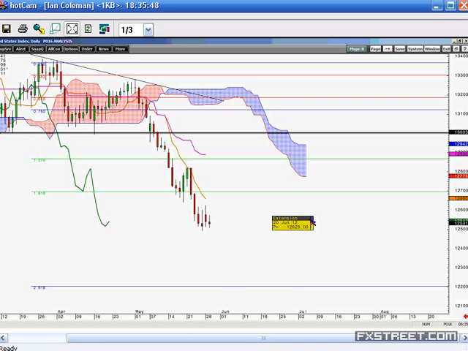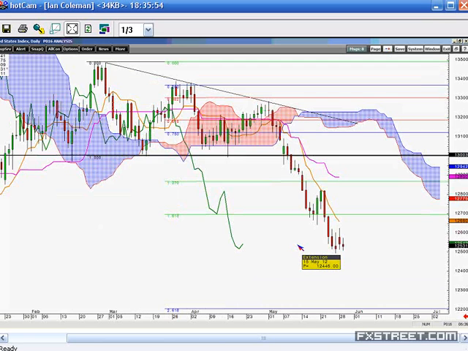Any questions about euro dollar and Ichimoku in the cloud? And we can break it down into time frames. That's what I was going to say.